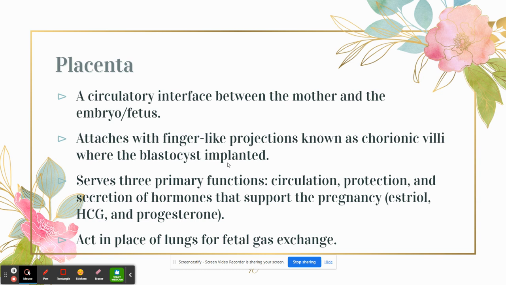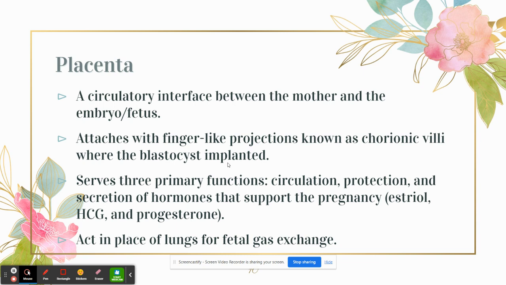The placenta forms and attaches with little finger-like projections, like an alien life form, known as chorionic villi, where the blastocyst implants. It serves three primary functions: to circulate blood between mother and fetus, to protect the fetus from substances that could cross that barrier, although, to be honest, it is not a magic barrier. Many things do get through. That's why we talked about teratogens. And it also secretes hormones that support the pregnancy.